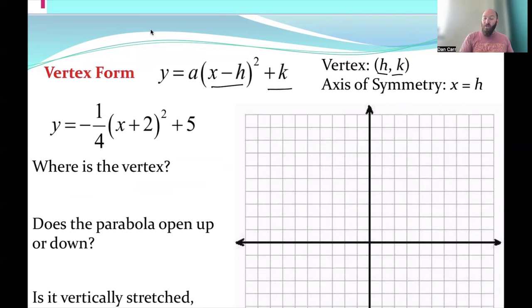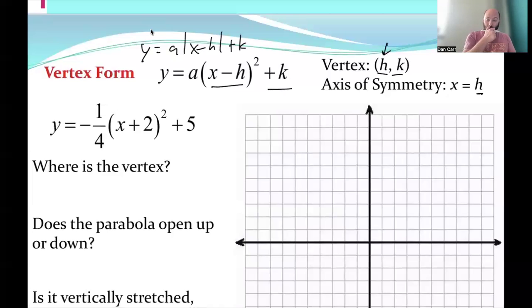So axis of symmetry, remember we talked about this before, is that the value here has to match up to the x coordinate there. So that's why the axis of symmetry is x equals h in this case. Notice again, this is very similar to when we did our absolute values. Absolute value was a times the absolute value of x minus h plus k. It's the same job. A, h, and k do the same thing.